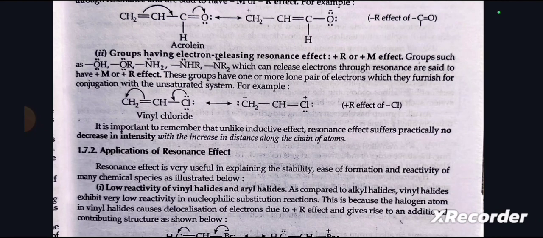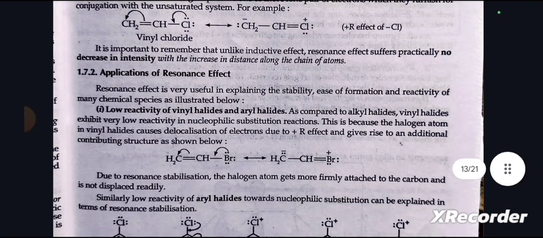Second, groups having electron-releasing resonance effect, plus R or plus M effect. Groups such as OH, OR, NH2, NHR and NR2, which can release electrons through resonance, are said to have a plus M or plus R effect. These groups have one or more lone pairs of electrons which they furnish for conjugation with the unsaturated system. For example, CH2=CH–Cl, vinyl chloride, gives CH2−–CH=Cl+, the plus R effect of chlorine. It is important to remember that, unlike inductive effect, resonance effect suffers practically no decrease in intensity with the increase in distance along the chain of atoms.